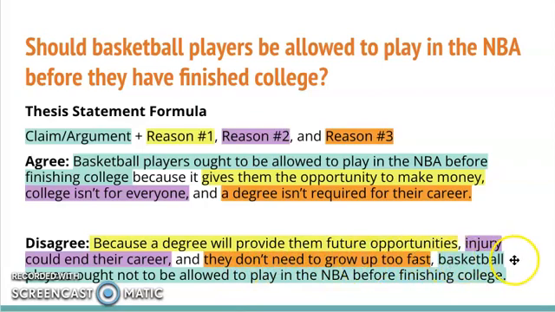And then I have my claim, basketball players ought not to be allowed to play in the NBA before finishing college. So that gives you 2 examples, and I really think you'll find it beneficial to color code as you write your thesis statement, just to make sure that you meet all of those requirements.